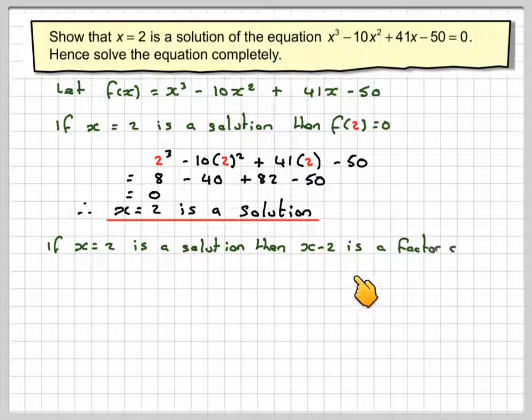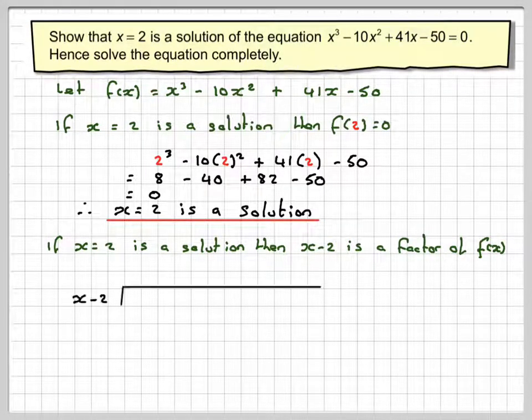Right, if we know that x equals 2 is a solution, then x minus 2 is a factor of f of x, i.e. something times x minus 2 will be equal to this. Now, to find the other factors, we can use what's known as polynomial division. So we've got x cubed minus 10x squared plus 41x minus 50 divided by x minus 2.